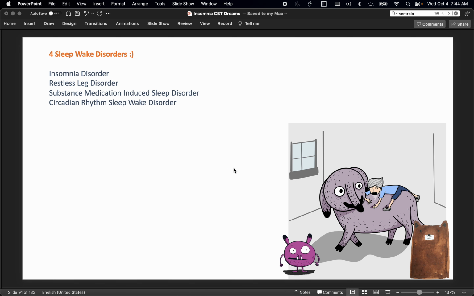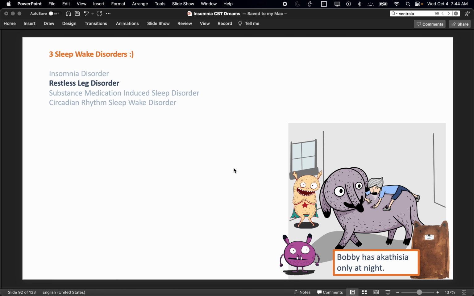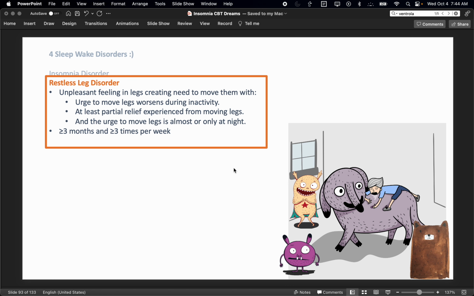All right, we're down to 4 sleep-wake disorders. RLS, restless legs syndrome. This is one of those things where you can go to MedCalc, click on the 5 answers from a sheet, and you've made a diagnosis. It's an unpleasant feeling in the legs, creating a need to move them. The urge to move the legs worsens during inactivity, and is at least partially relieved by moving the legs. The urge only happens at night; it's not restless leg syndrome happening during the day. It needs to be going on at least 3 nights a week for 3 months.